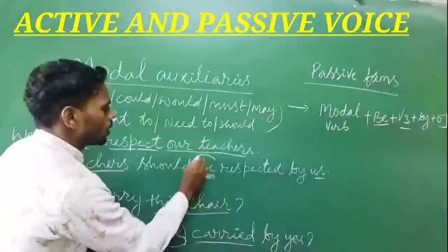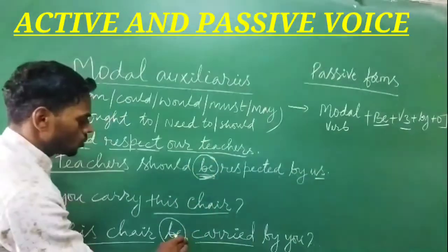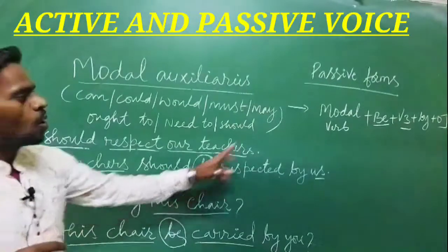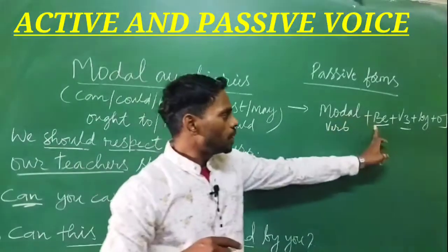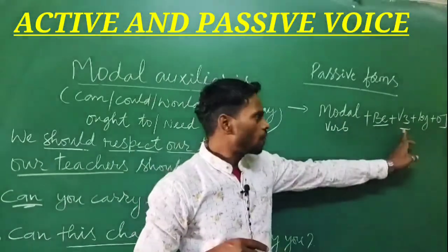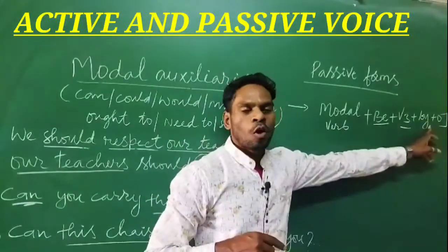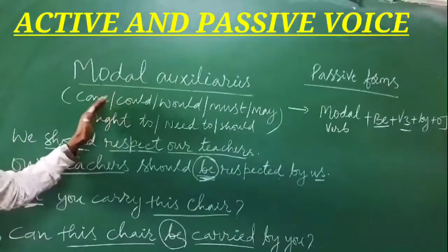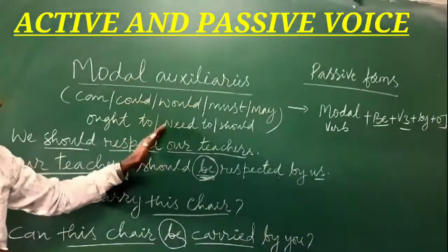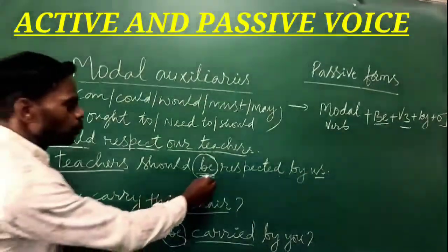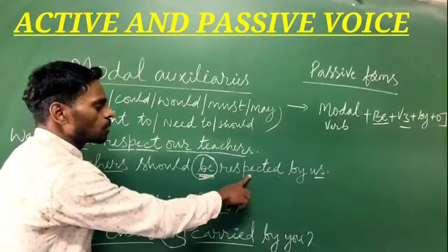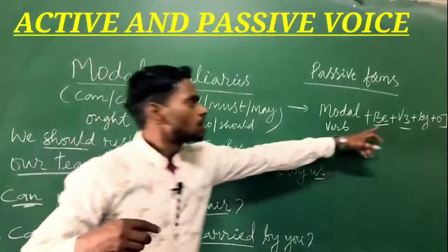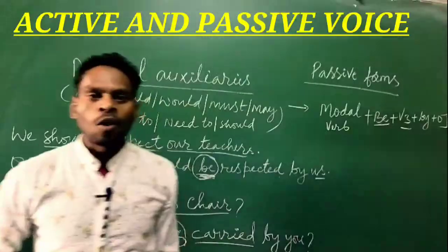So remember, with a modal verb we have to use be. So modal verb, then be, then the third form of the verb, then preposition, and then object. So these are the modal verbs. If any of these words are there in a sentence, then you have to write be, then the third form of the verb, and by, and then the object.